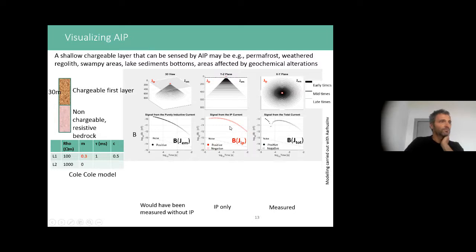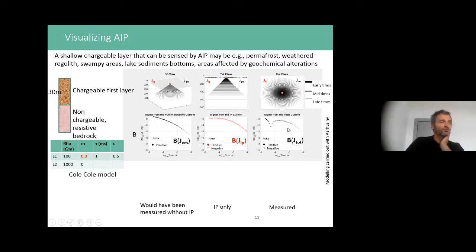In the middle, you have the contribution of the IP currents only, in addition to your standard eddy currents contribution. All of them are negative, so all of them go against the EM currents. And on the right-hand side is what you actually measure. This is what the receiver measures, and it's given by the summation of the standard EM current and the IP current. And you can see it starts positive and then it goes negative.